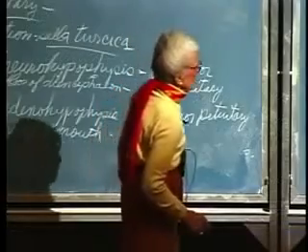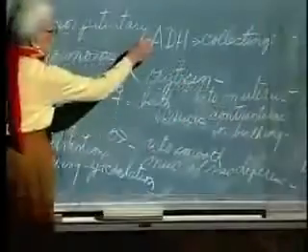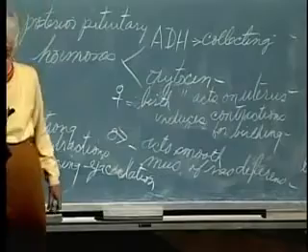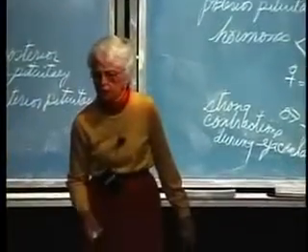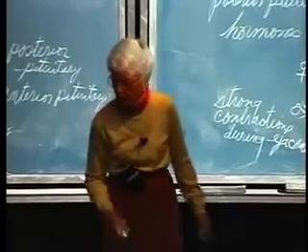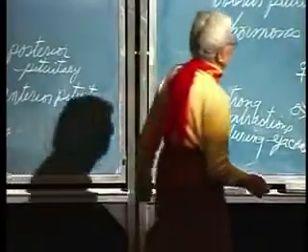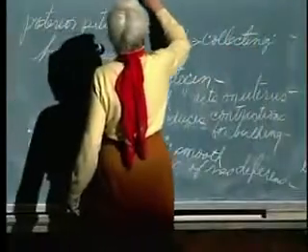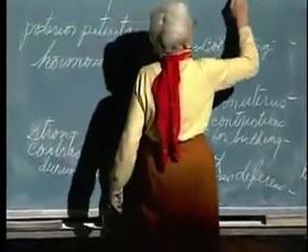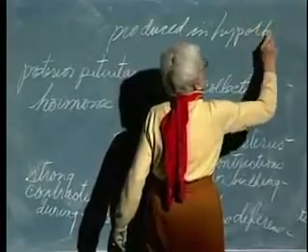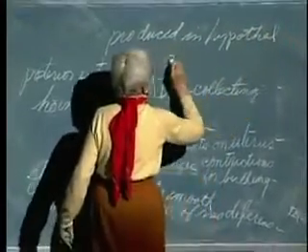All right. Where are these two hormones produced? Are they produced in the posterior pituitary? No. Where are they produced? They're produced in the hypothalamus. They're just stored in the pituitary. Produced in the hypothalamus, stored in pituitary.